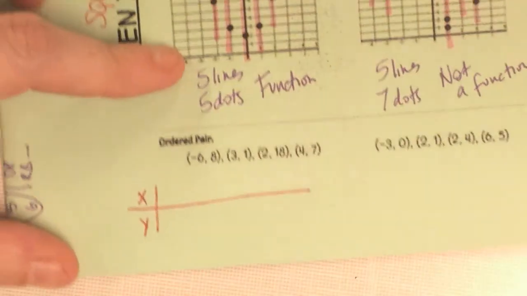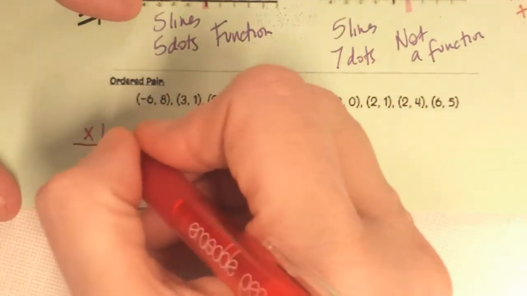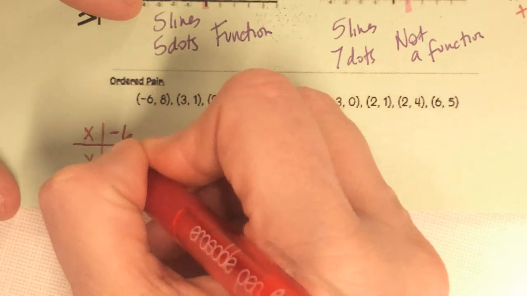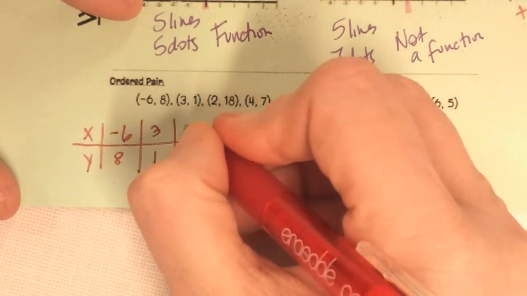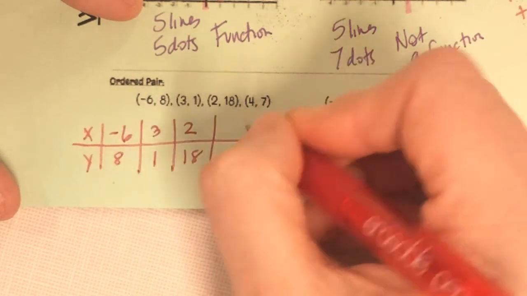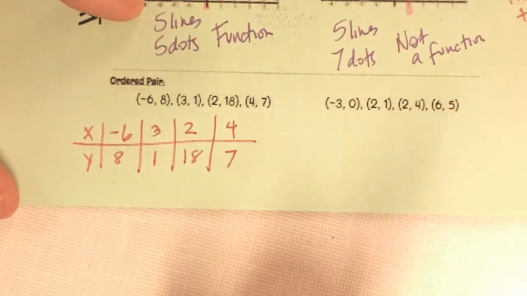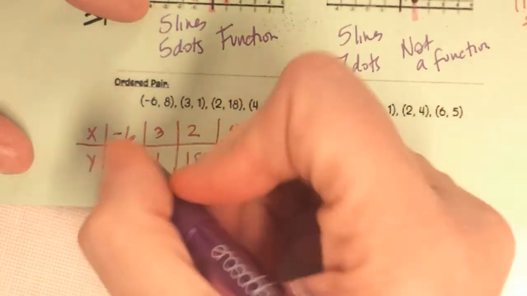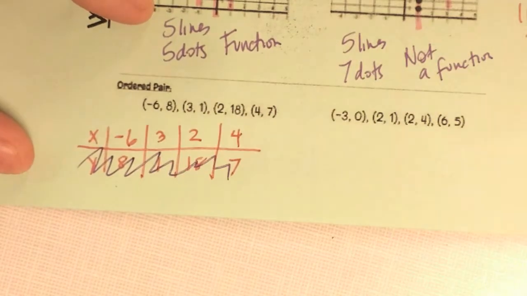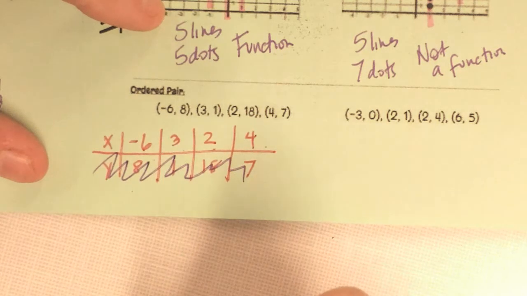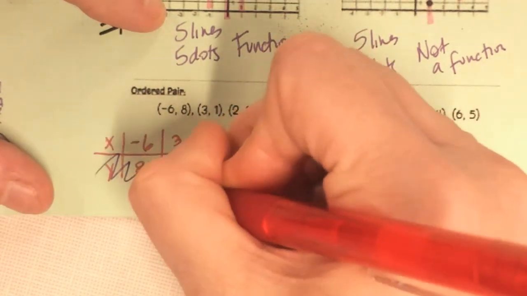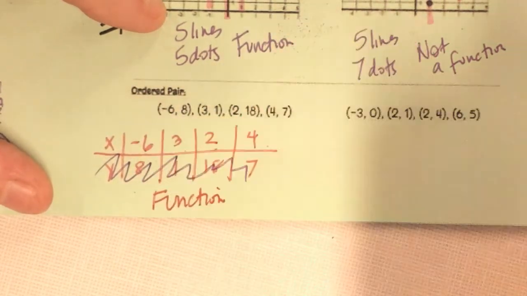I'm sorry, that line is not straight. I'm the teacher that you get. You're going to be all right. So we have -6, 8, 3, 1, 2, 18, and 4, 7. What's our strategy? We squiggle out the Y, and then we look. Do I have any X values that repeat? Nope. So this is a function.